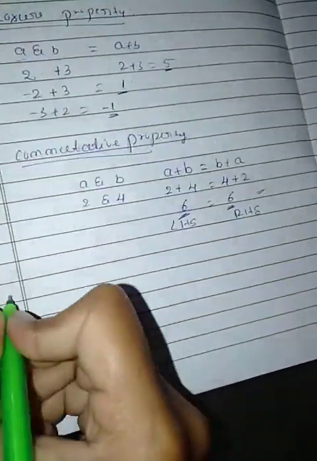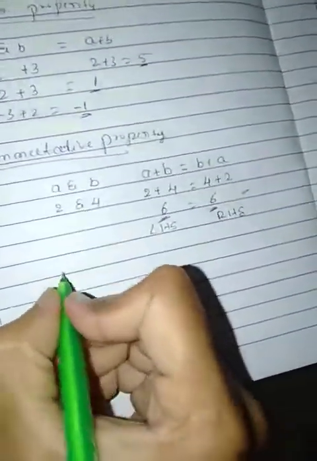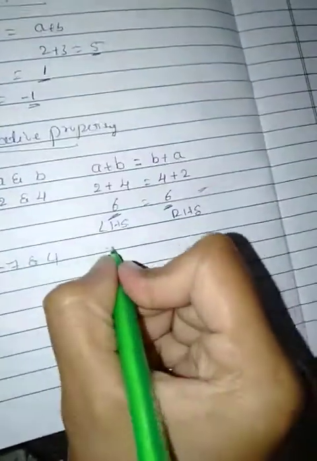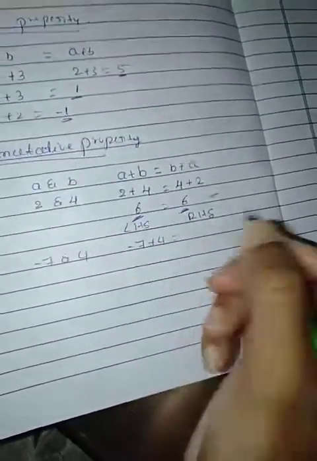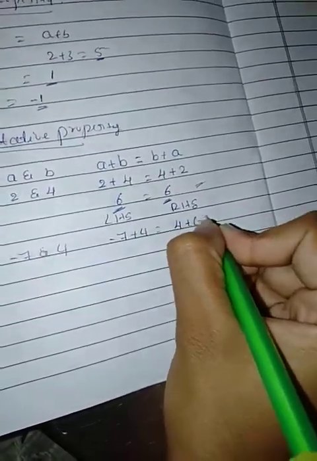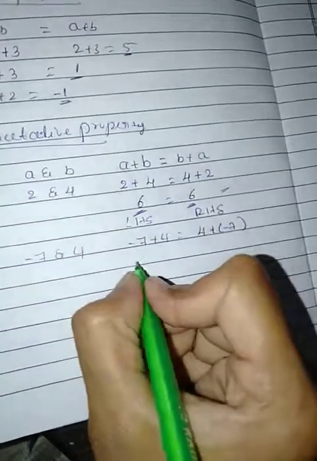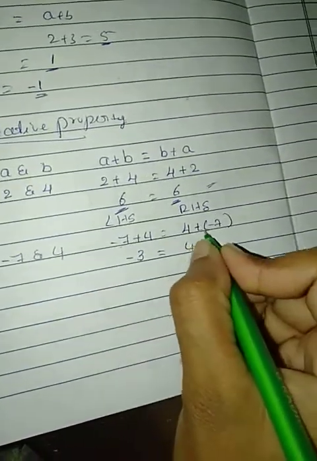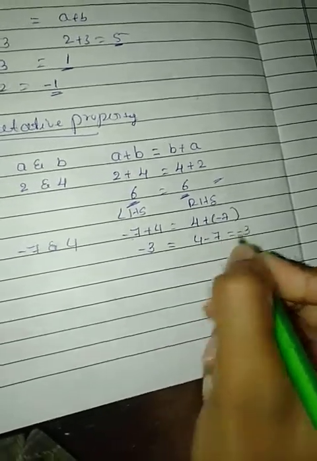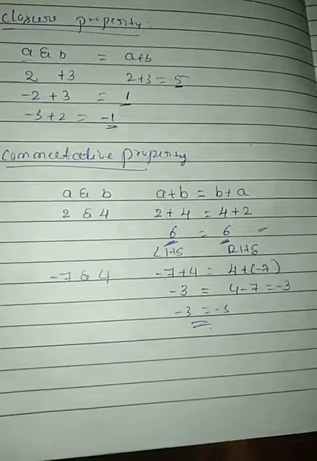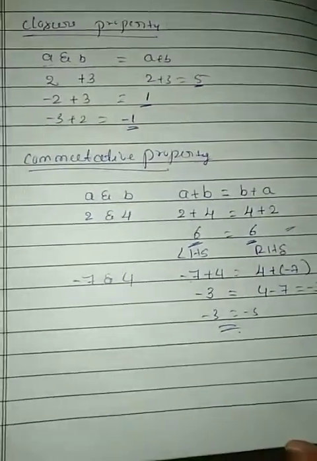If you take another example, minus 7 and plus 4. See here, minus 7 plus 4, and interchange now: 4 plus minus 7. Minus 7 plus 4 is minus 3, and 4 plus minus 7 is also minus 3. So here LHS is equal to RHS. The commutative property holds good for integers.